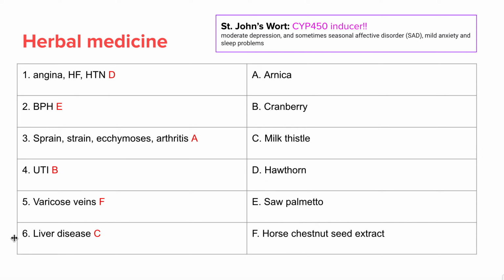For liver disease, there's milk thistle. And I think one of the most important ones that I've seen in UWorld and more commonly tested on STEP is St. John's wort. It's a drug to treat moderate depression, some seasonal affective disorder, mild anxiety, kind of like a good drug for mental health problems. And what you want to remember is it's a CYP450 inducer. So it's an example of one of the alternative medicines that can actually interfere with our more allopathic medicine. So remember St. John's wort.